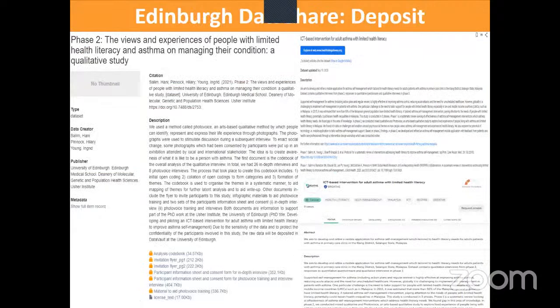This particular deposit within Edinburgh DataShare, on the left, has been picked up by Google Dataset, on the top right. And the standalone metadata, on the bottom right, which was deposited into the Health Data Research Innovation Gateway, has also been picked up by Google Dataset. What this screen doesn't show is the usage statistics on Edinburgh DataShare for this embargoed dataset, which is creating interest from around the world.